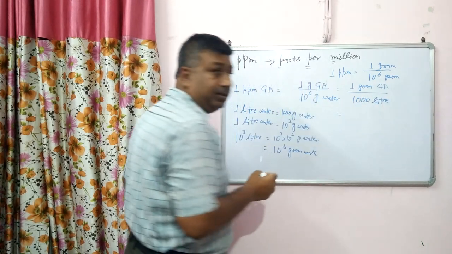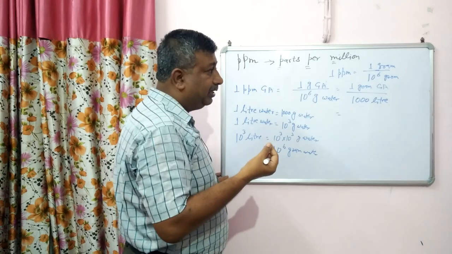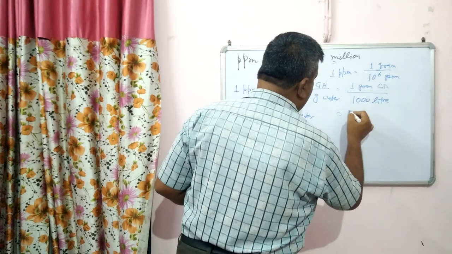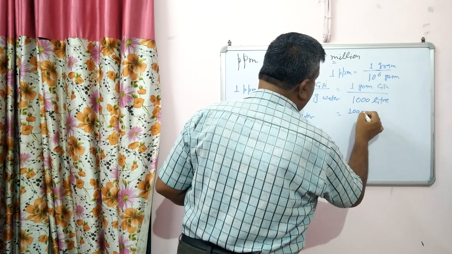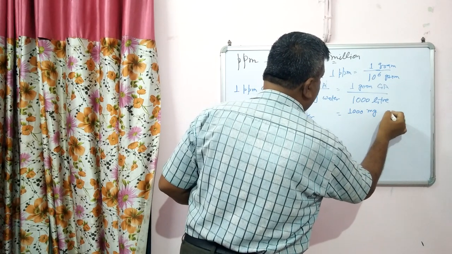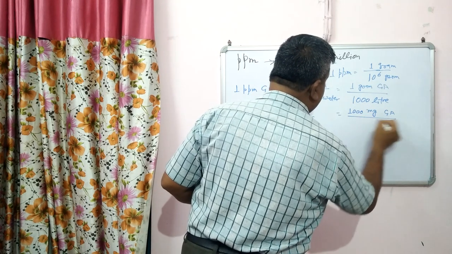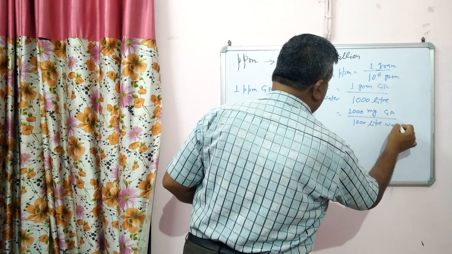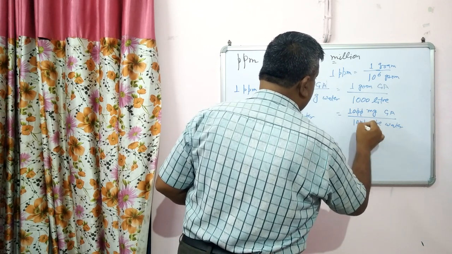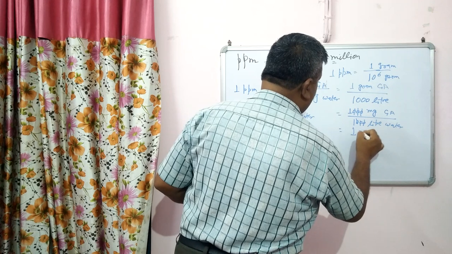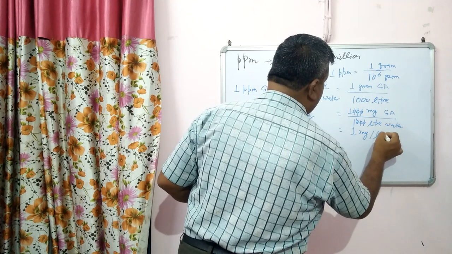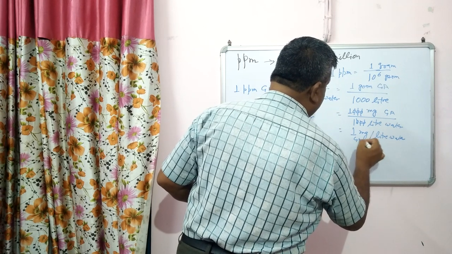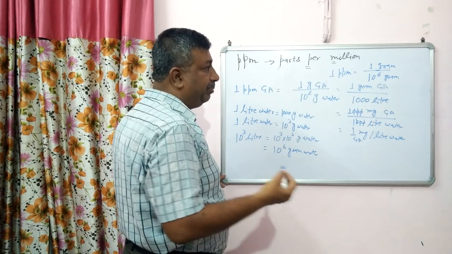So it is very difficult to collect 1000 liter and dissolve 1 gram. So now it is reduced. How is it reduced? 1 gram can be written as 1000 milligram gibberellic acid, divided by 1000 liter water. Now, it is 1 milligram per liter water. So, dissolve 1 milligram gibberellic acid in 1 liter water, then it is 1 ppm solution.